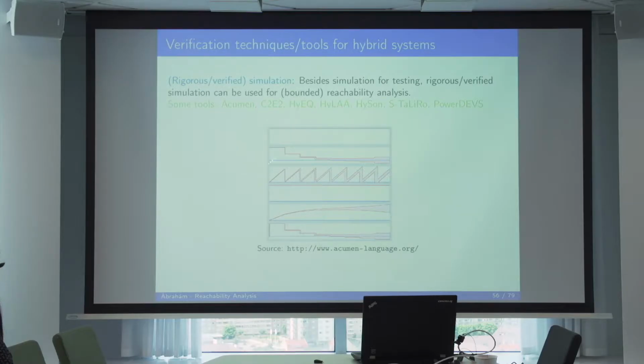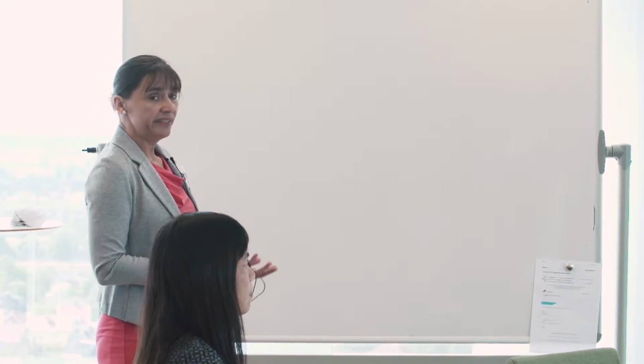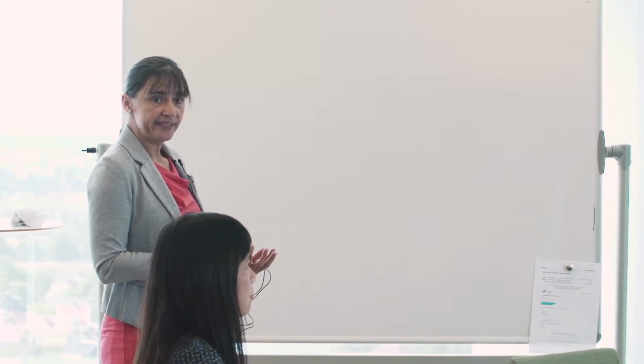And then here a short picture from an Acumen run. And there are a number of tools, also Estaliro, we have already heard this week. And other tools use deduction. So they axiomatize what is a hybrid automaton or hybrid systems. They axiomatize what is the semantics, and then they derive. So you know these deductive rules.